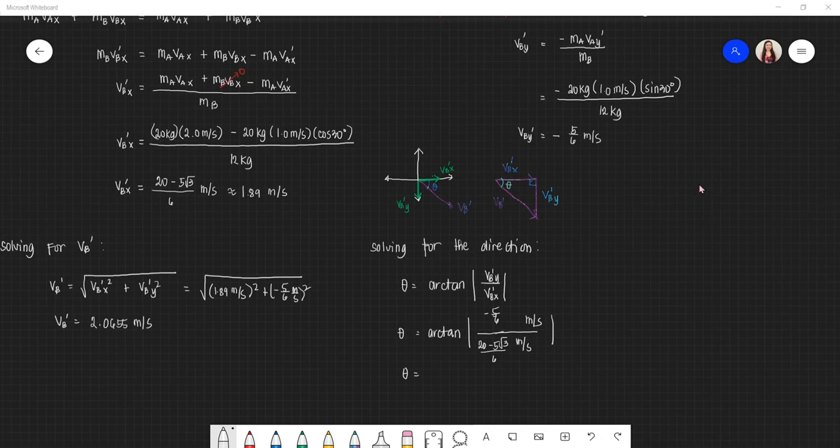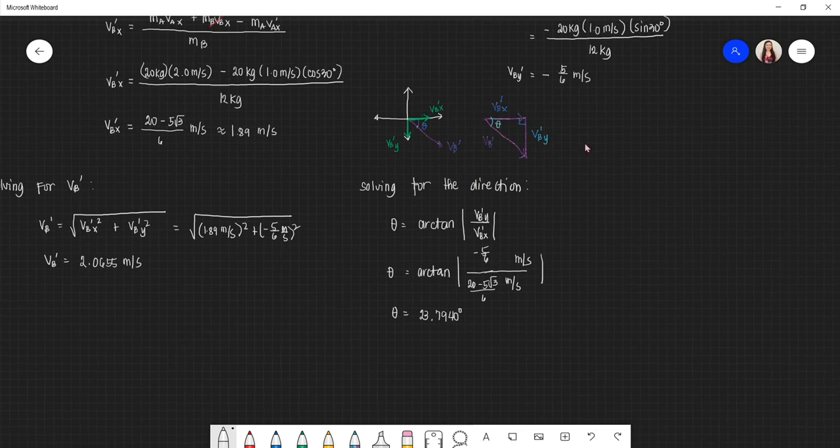So our angle is, in your calculator, you will get a negative value, but we're taking the absolute value. So you will get 23.7940 degrees. Again, because the x component is positive and the y component is negative, it is located below the x-axis.